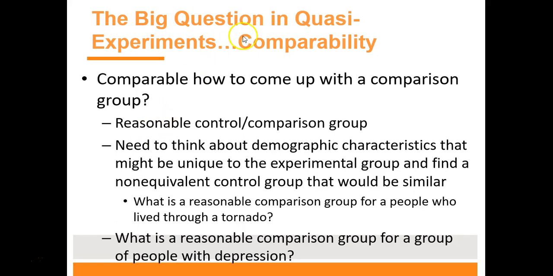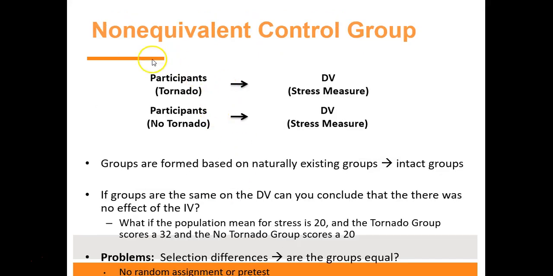So the big question in quasi-experiments is comparability. How do you come up with a comparison group? What's a reasonable comparison group for the group that you're studying? You would want to think about demographic characteristics that might be unique to the experimental group to find a non-equivalent control group that would be similar. So if we go back to this example, if we're interested in studying stress in people who have lived through a tornado in their city, what would be a good non-equivalent control group?